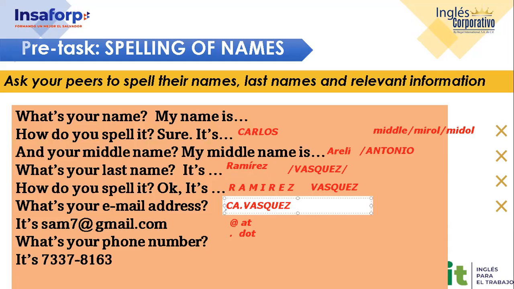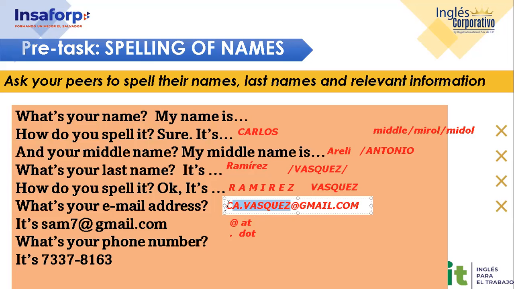How do you say arroba in English? At. Okay, at. You say control al Q, right? At, G M A I L. Gmail.com. Al dominio, o sea, Gmail. Dominio. Okay. Basically, in here.